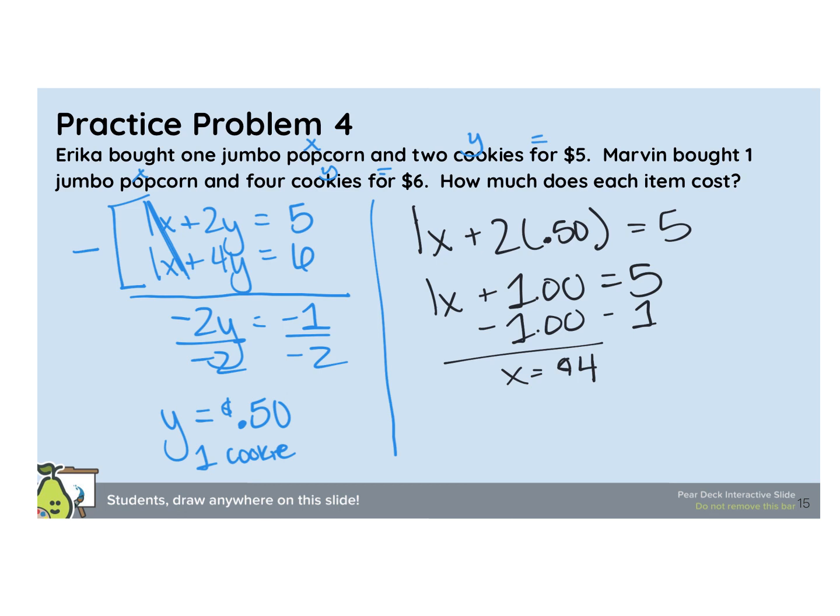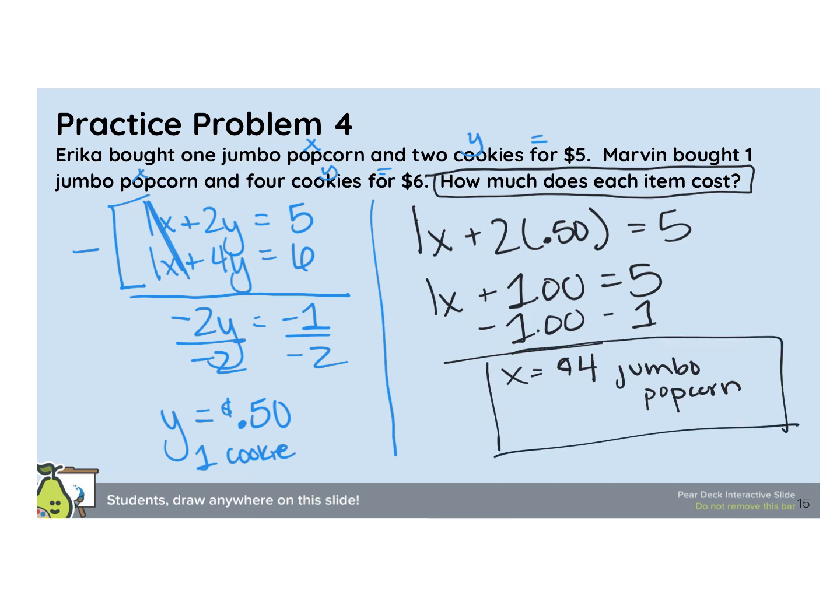So a jumbo popcorn is $4. And a cookie's only 50 cents. Pretty cheap. On the next slide... Oh, I didn't give you another slide. So this is why we didn't need an extra slide. It's just asking for how much each item costs, and we already answered it. This is the jumbo popcorn. This is the cost of the cookie. Make sure you write your answer in words.